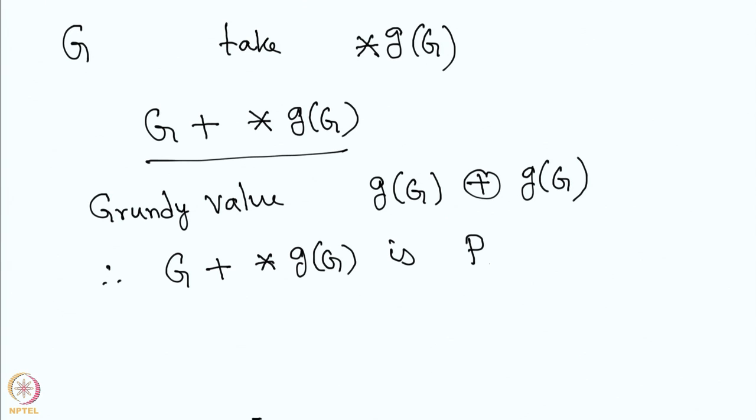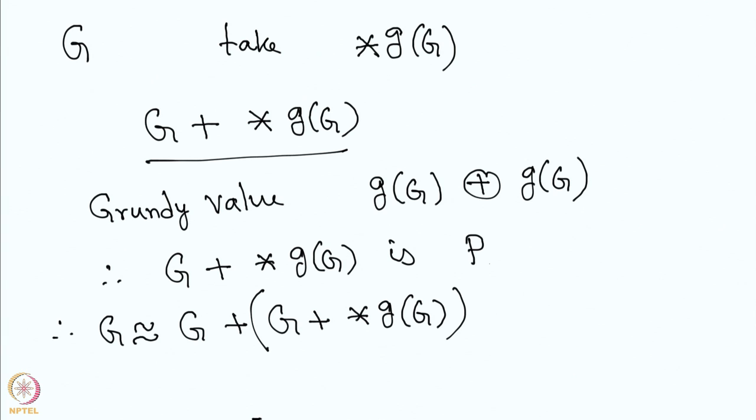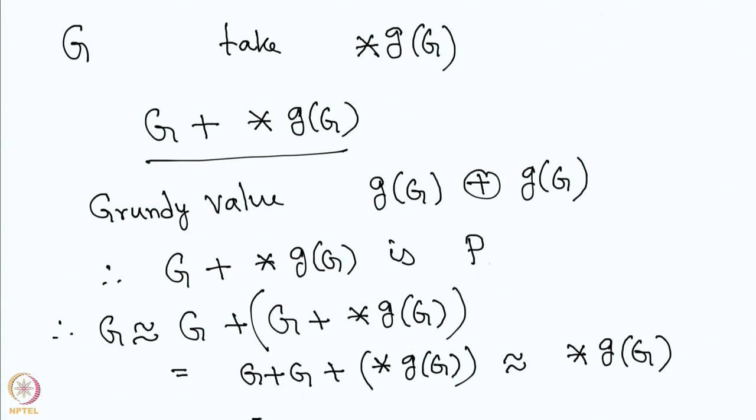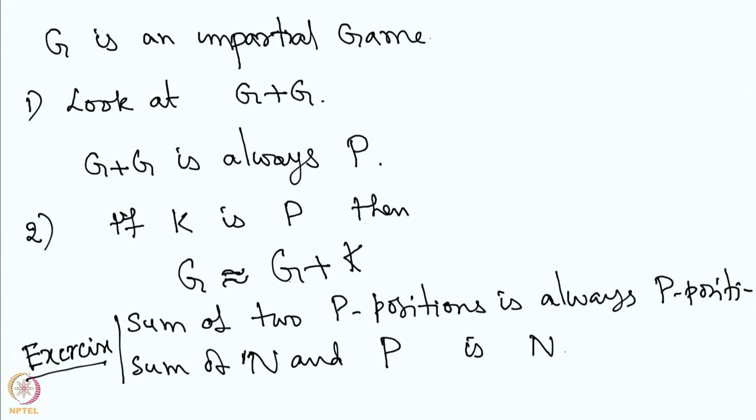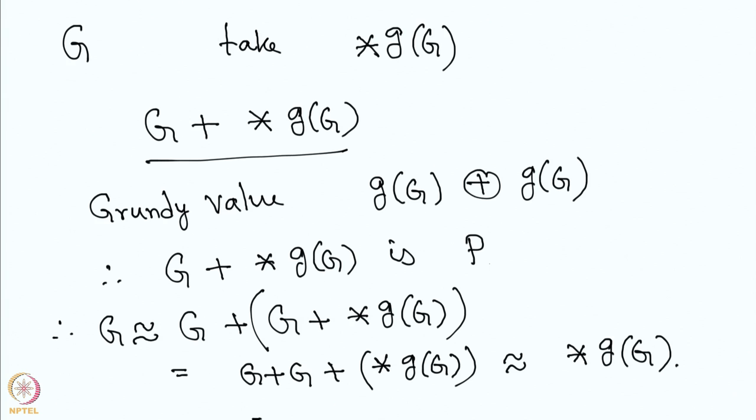So G plus the number of GG is always a P position. Therefore G is equivalent to G plus star GG, from the previous fact, which is same as G plus G plus... and now this is equivalent to... So we have used multiple facts here. So G plus G is always a P position, that we have proved here, and therefore this is P. So therefore this is going to be simply standard.